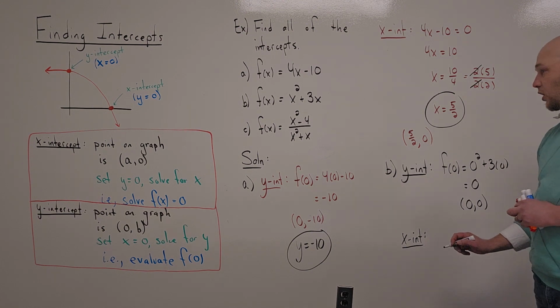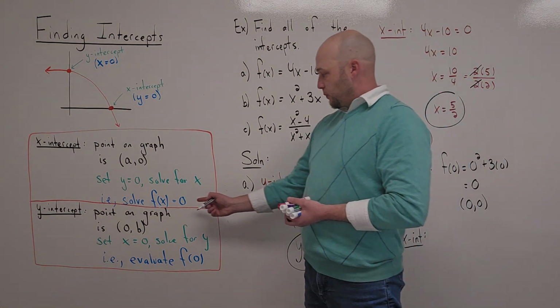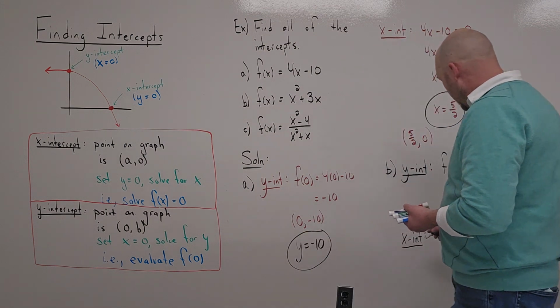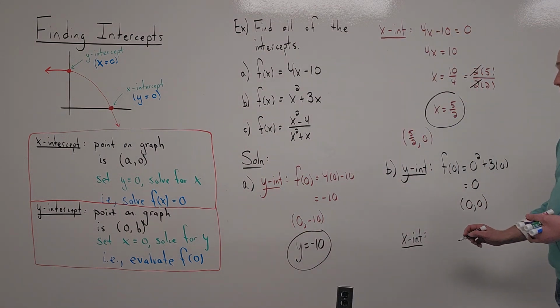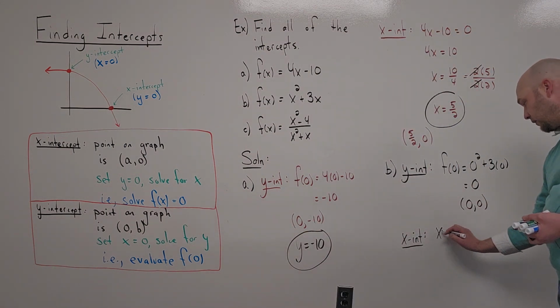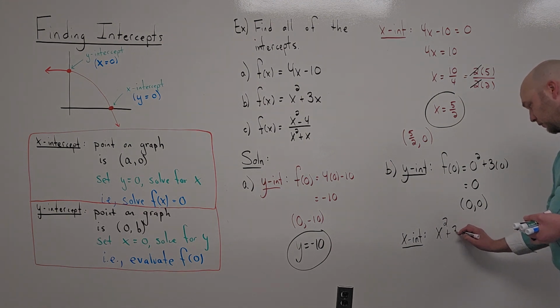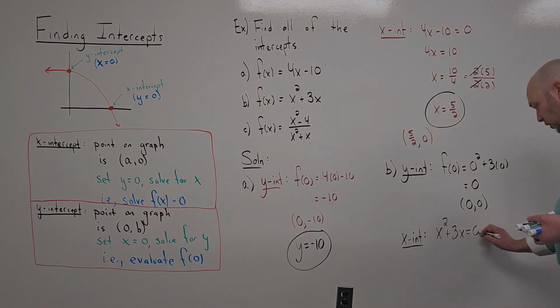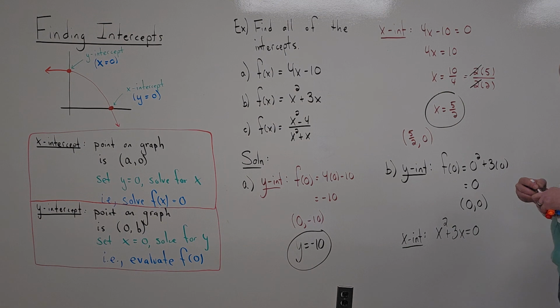X-intercepts are found by solving the function expression is equal to 0. That means I'm going to set x squared plus 3x equal to 0 and solve that corresponding equation.